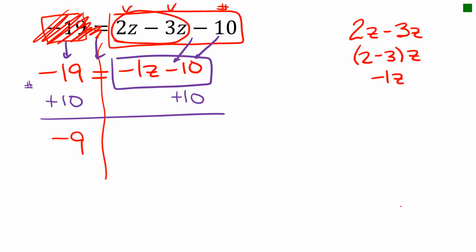This is where we talked about that bring down. Bring down that equal sign. We didn't touch it. The negative 10 and the positive 10 cancel. Leaves me with negative 1z. Down to multiplication. Opposite of multiplication is division.